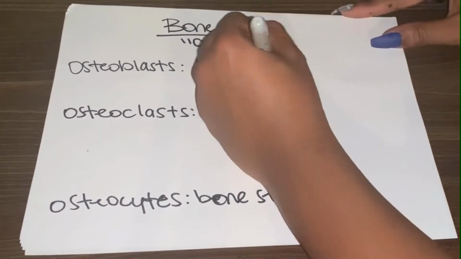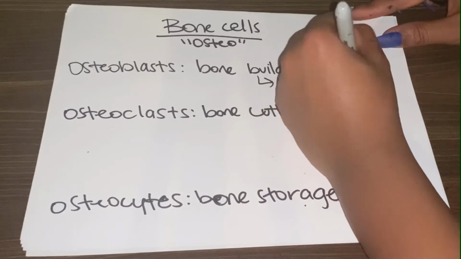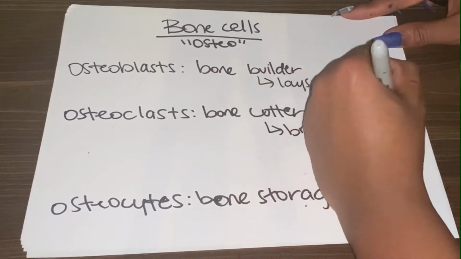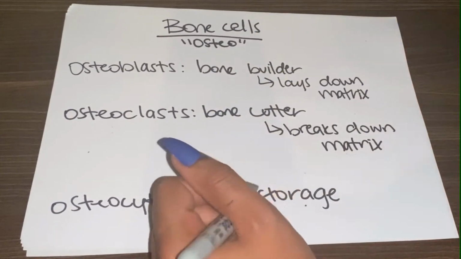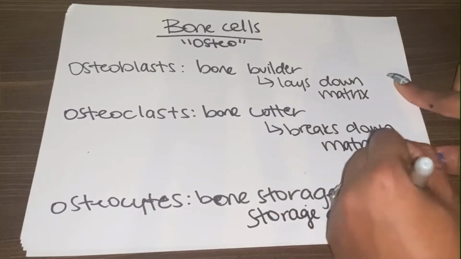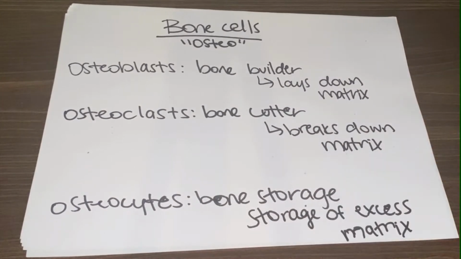So the osteoblast is what we call the builder. The osteoclast is what we call the cutter. And the osteocyte is what we call the storage. The osteoblast is the builder, like I said.